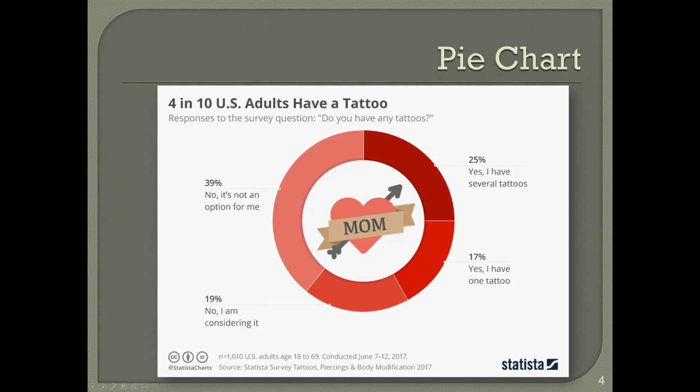Okay, here's an example of a pie chart. Notice there's only 4 categories, and it's using a percentage. So yes, I have several tattoos, 25%, one tattoo, 17, no, but considering it, 19%, and not an option for me, 39%. So that's a good example of a pie chart. And this website, statista.com, is a great place for infographics and statistics.